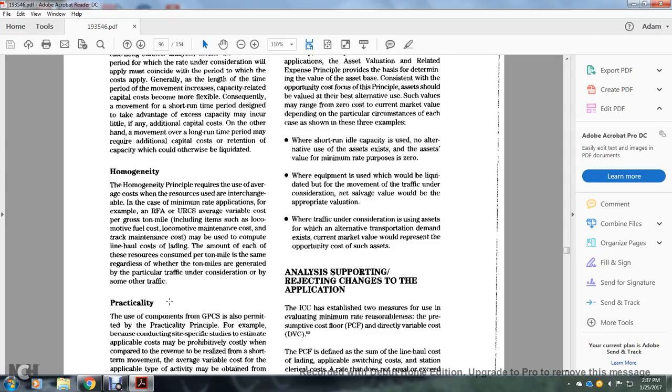The amount of each of the resources consumed per ton mile is the same regardless of whether the ton miles are generated by the particular traffic under consideration or by some other traffic.